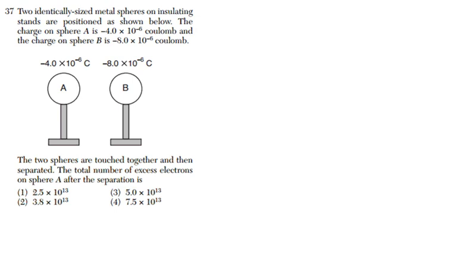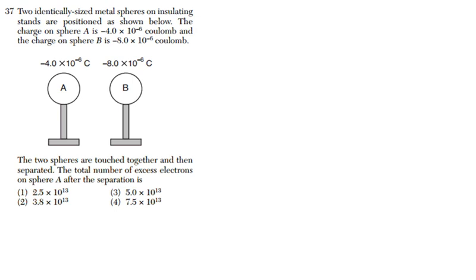So there's quite a bit going on in this problem, but let's think about what we're looking for and how we can get there. We want to know how many electrons are left on sphere A after they're touched and separated. Well, if we want to know the number of excess electrons, the first thing we're going to have to know is the charge on sphere A after they're touched and separated.